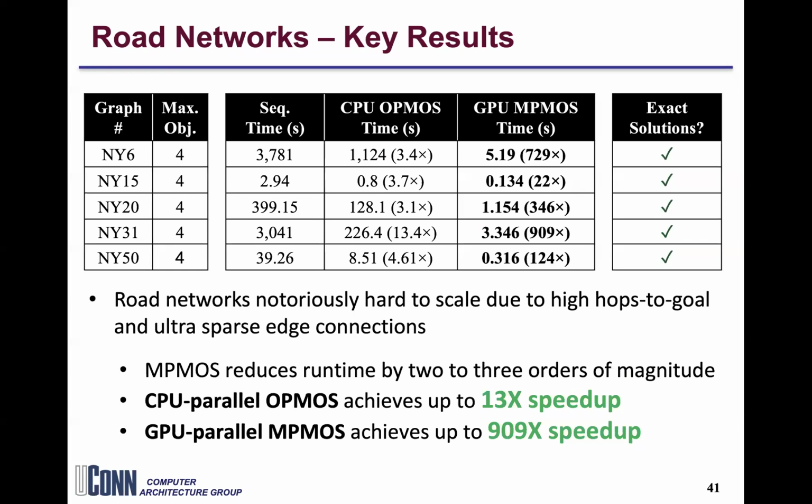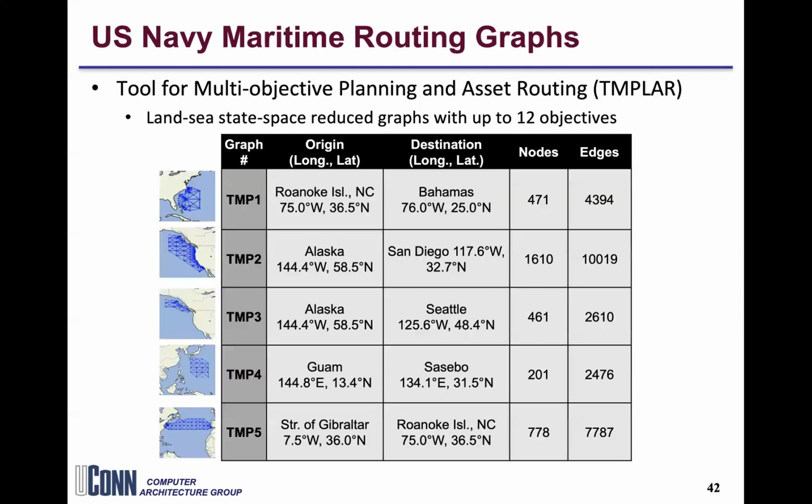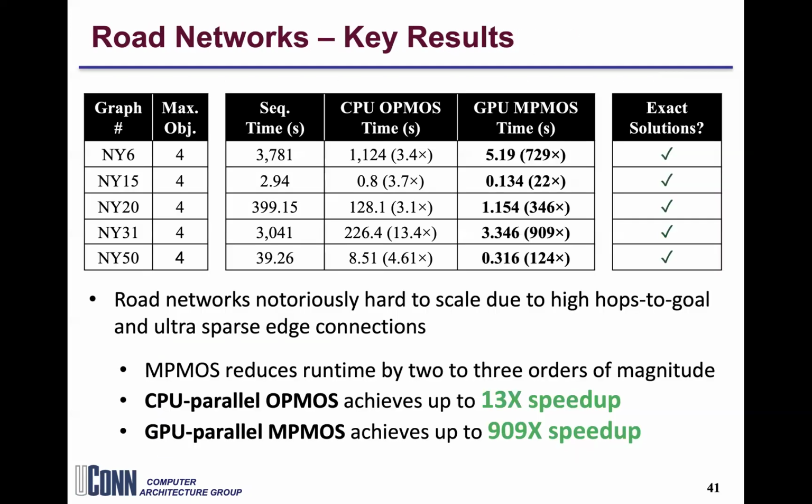We get 13x speed up for the CPU parallel, which is on those 72 ARM cores on that superchip, and 909x speed up with our GPU parallel. What's the comparison then? The sequential CPU, sequential implementation in this particular.